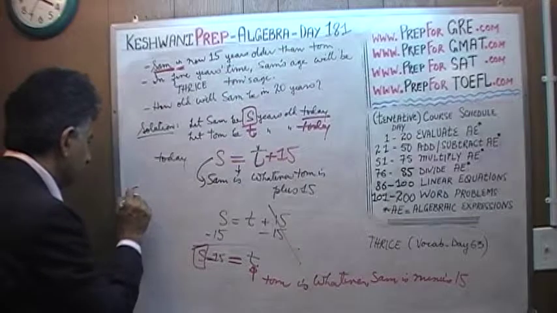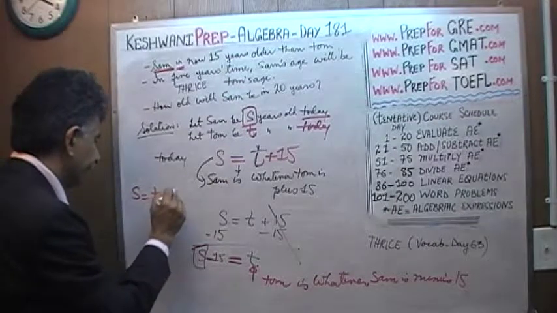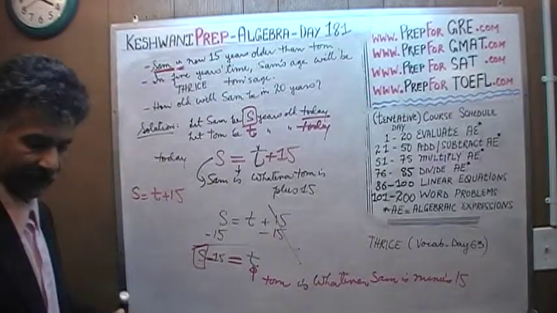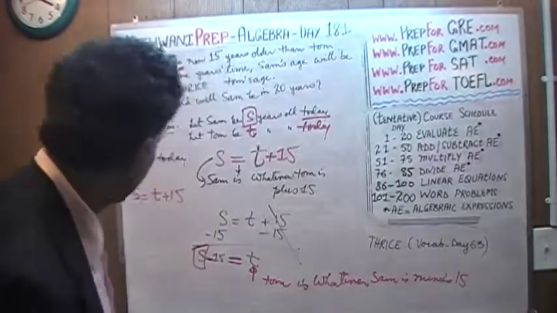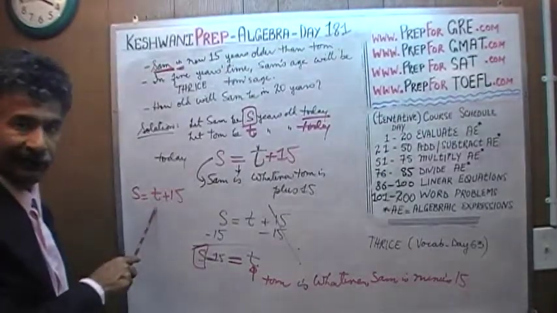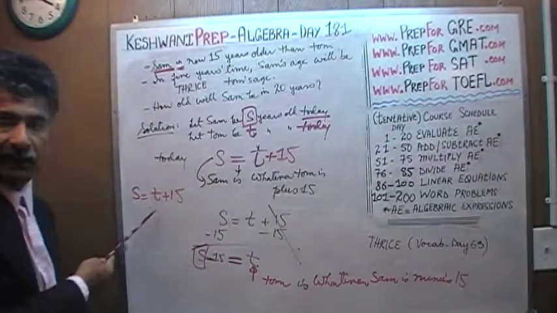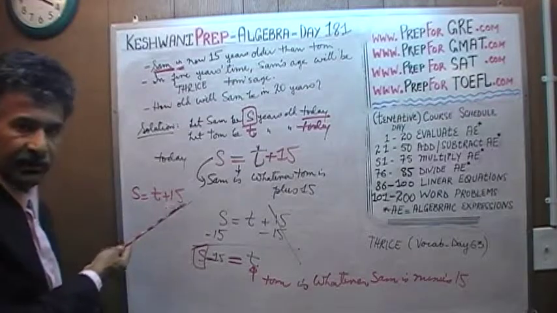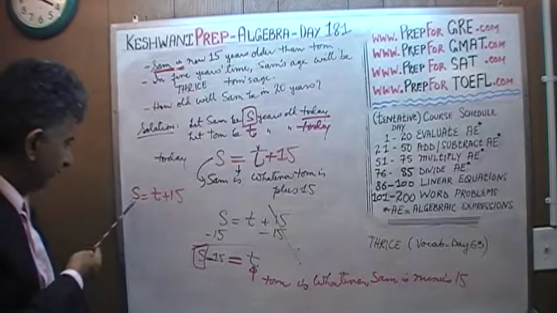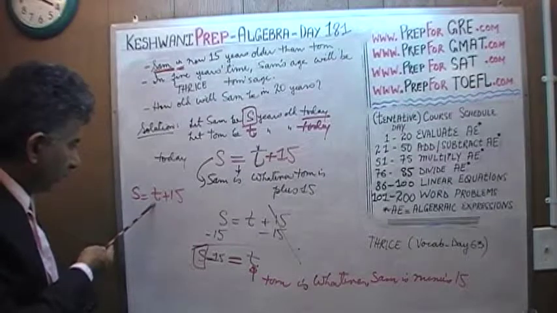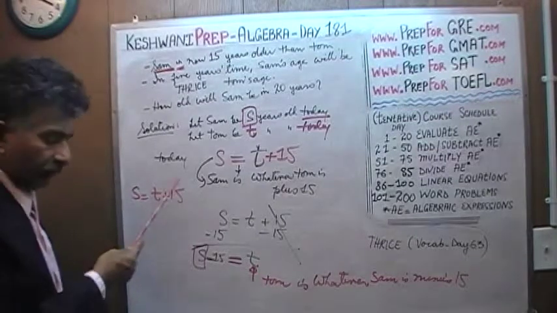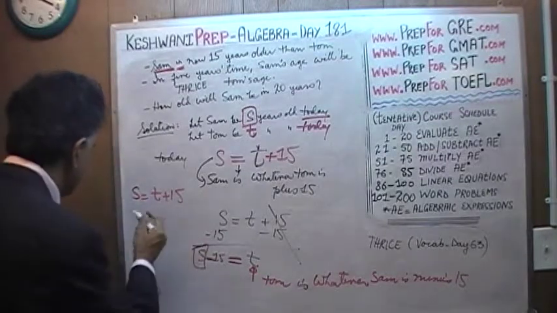One way is to say the sentence like this. This is a sentence. An equation is a sentence, and it's a language. Algebra is a language. This is a sentence in the language of algebra. What it says is Sam is whatever Tom is plus 15 more. Or we could have written it like this.